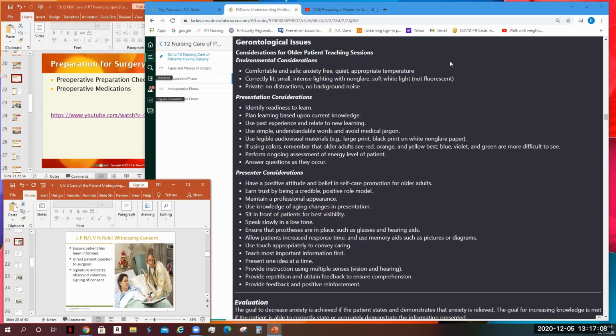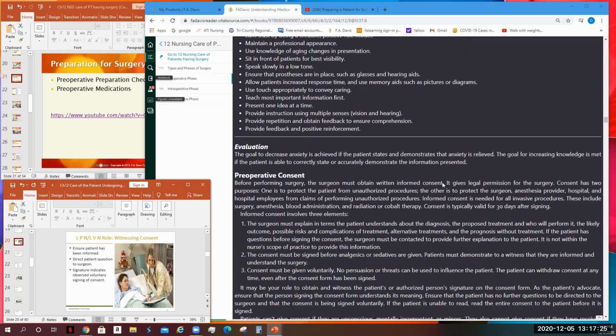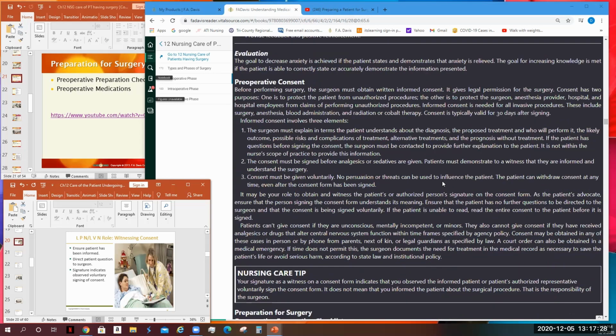Teach most important information first. Present one idea at a time. Provide instruction using multiple senses, vision and hearing. Provide repetition and obtain feedback to ensure comprehension. Provide feedback and positive reinforcement.